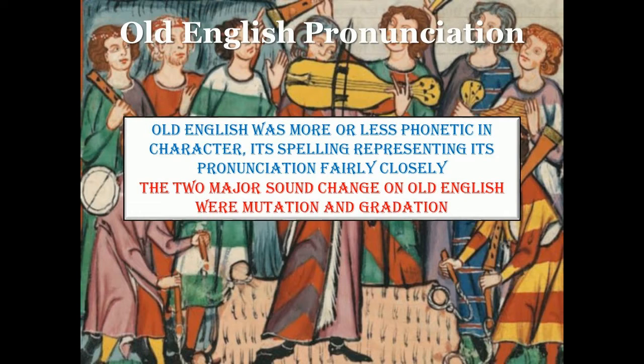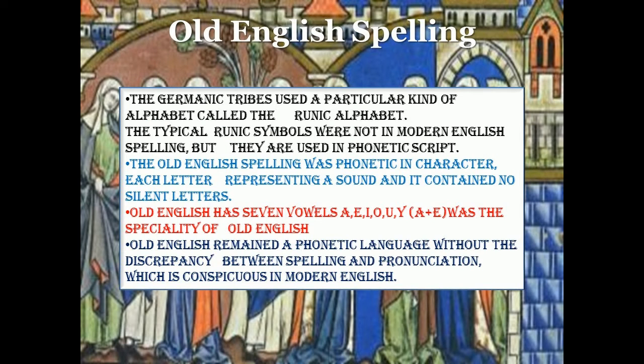Old English was more or less phonetic in character, its spelling representing its pronunciation fairly closely. The Germanic tribes used a particular kind of alphabet called the runic alphabet. The typical runic symbols were not in modern English spelling, but they are used in phonetic script. The Old English spelling was phonetic in character, each letter representing a sound, and it contained no silent letters. Old English has 7 vowels: A, E, I, O, U, Y. A plus E was the speciality of Old English. Old English remained a phonetic language without the discrepancy between spelling and pronunciation, which is conspicuous in modern English.